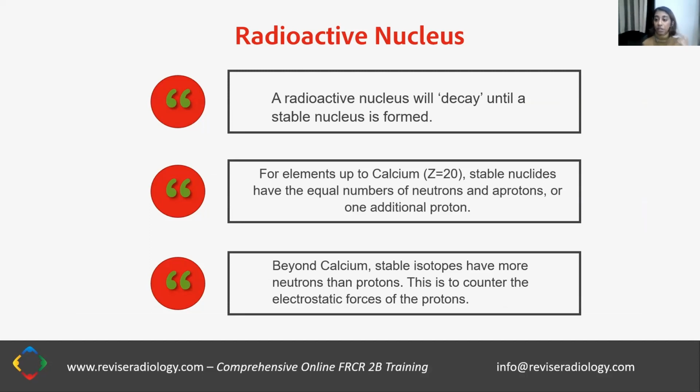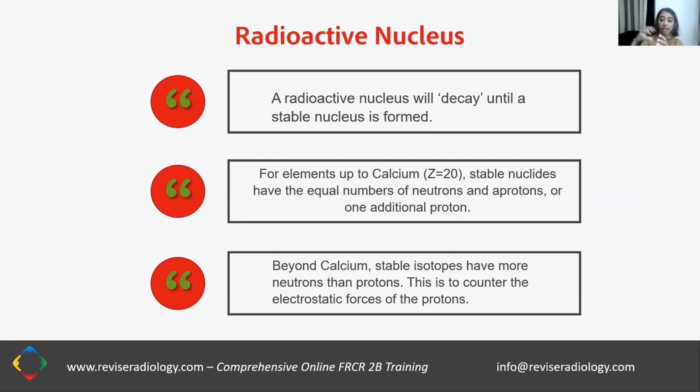Now, for elements up to calcium, for which the atomic number is 20, stable nuclides have equal numbers of neutrons and protons, or they might have one additional proton. So that's what's happening in the periodic table up till atomic number 20. In the stable nuclei, you will have almost equal numbers of neutrons and protons, or you might have one additional proton. Beyond calcium, stable isotopes have more neutrons than protons.